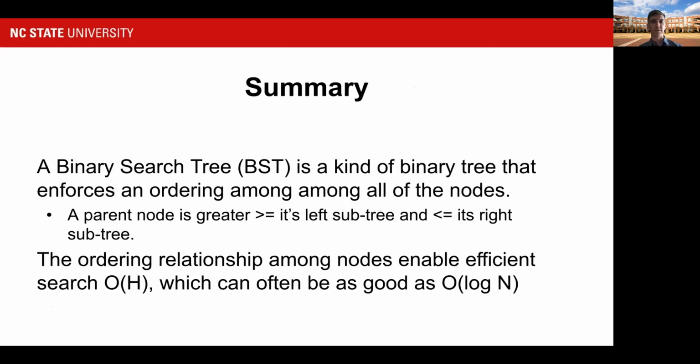So in summary, a binary search tree is a kind of binary tree that enforces an ordering among all of the nodes. A parent node is greater than or equal to its left subtree and less than or equal to its right subtree. The ordering relationship among nodes enables efficient search, big O of h, where h is the height of the tree. And the height of a tree is often as good as log n for n items in the tree. So this is quite efficient.